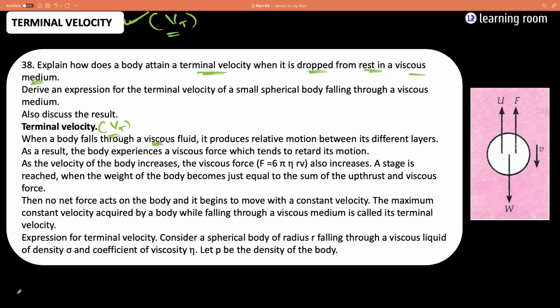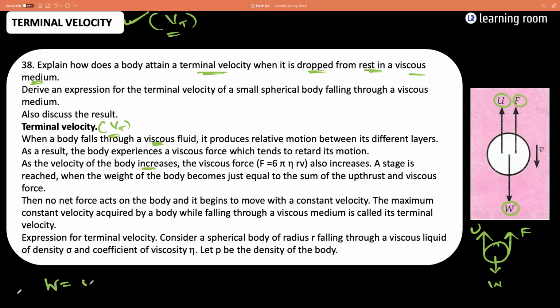So there are two forces that are going to act when the object is falling. One is weight, and the second is going to be frictional force and upthrust. As the object is moving slowly in the downward direction, the velocity of the object increases, and the viscous force also increases. So there will be one particular stage at which the weight of the object will get balanced by the upthrust and the force that is acting.